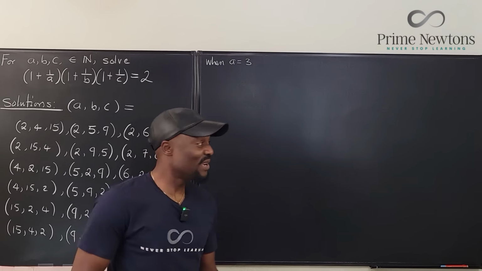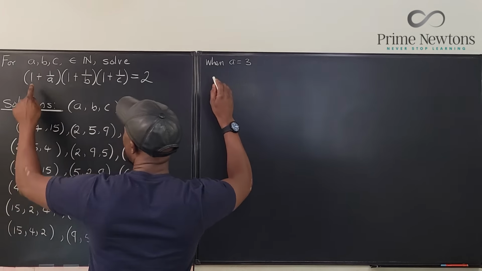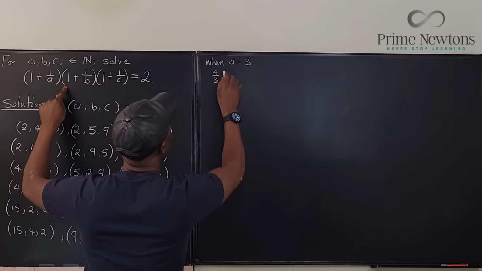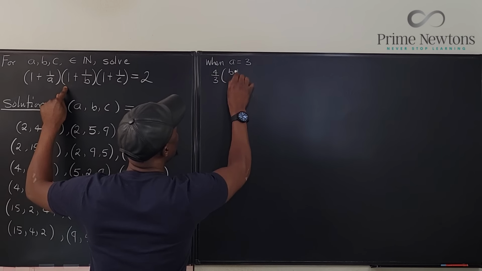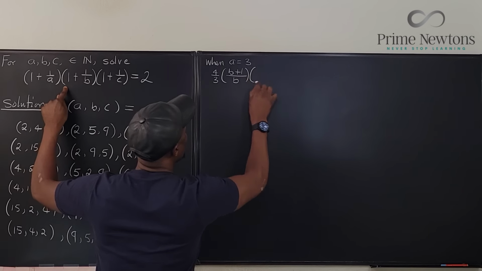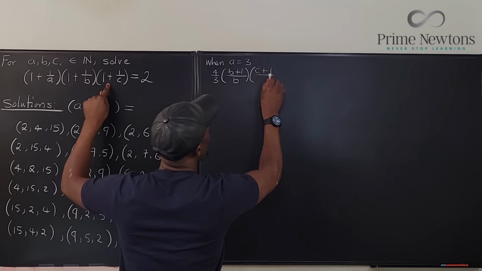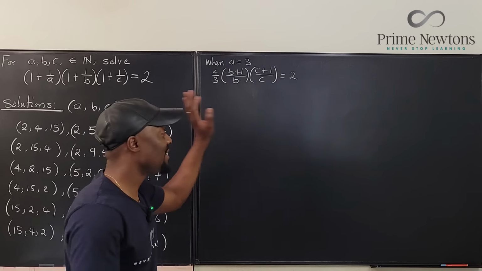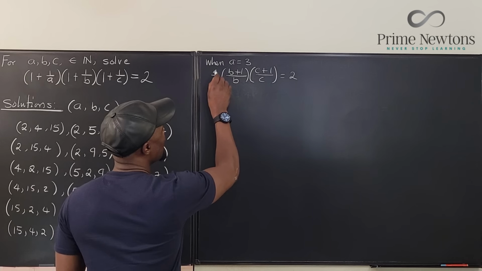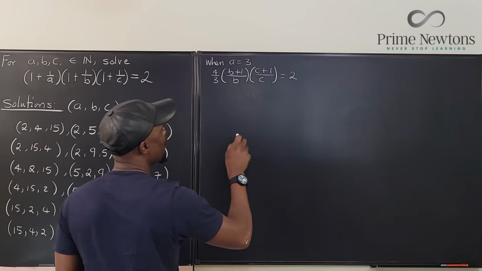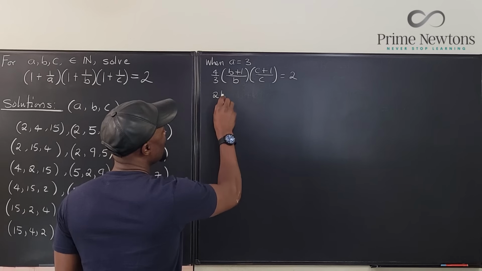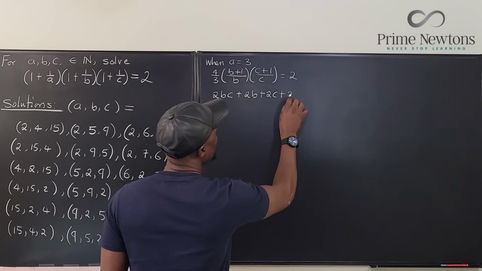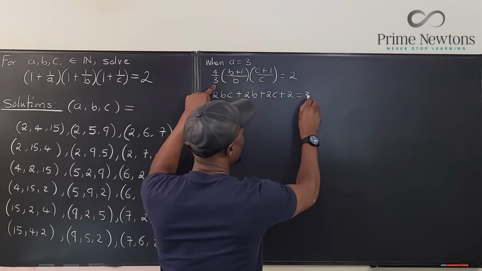So when A equals 3, what we're going to do is say that 1 plus 1 over 3 is going to be 4 over 3. I'm going to do shorthand now. Into, you have B plus 1 over B times C plus 1 over C is equal to 2. So considering what I have here, at the end of the day, because 2 will divide this 2, and then this 3BC goes that way, I'm going to end up with 2BC plus 2B plus 2C plus 2 equals 3BC.